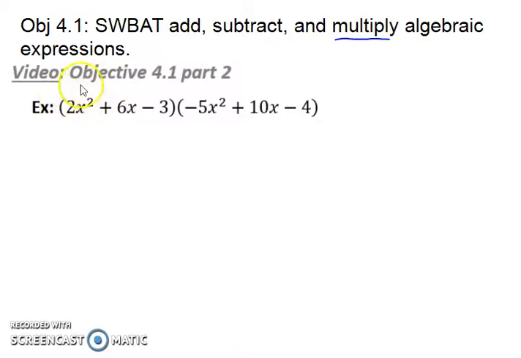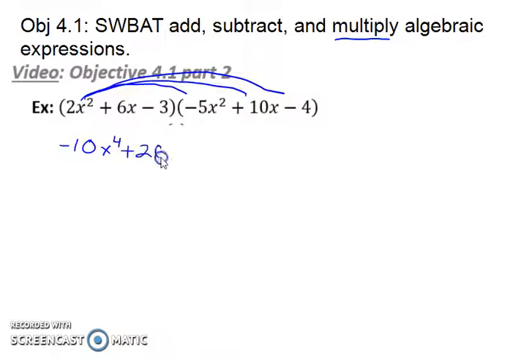So I'm going to start the normal way. I'm going to distribute 2x squared. I'm going to distribute to all three of these terms. So 2x squared times negative 5x squared is negative 10x squared. I'm sorry, negative 10x to the fourth. Those exponents add. 2x squared times 10x is 20x cubed. Again, those exponents add. And then 2x squared times negative 4 is negative 8x squared.